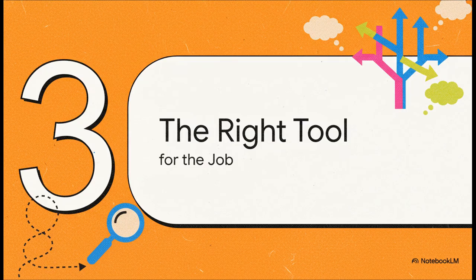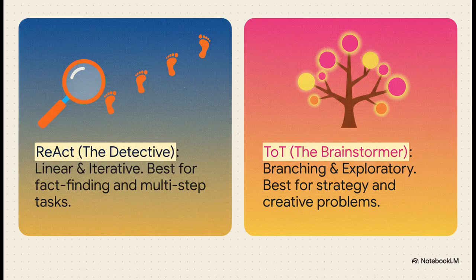Okay, so we've got two incredibly powerful techniques. The real key, though, is knowing when to use which one. So let's put them side by side. Honestly, the best way to think about it is with an analogy. ReAct is your detective. It's linear, methodical, and absolutely perfect for fact-finding missions. Tree of Thoughts, on the other hand, is your brainstormer. It's exploratory, it's branching, and it's ideal for strategy and creative problems where you need to explore all the options on the table.